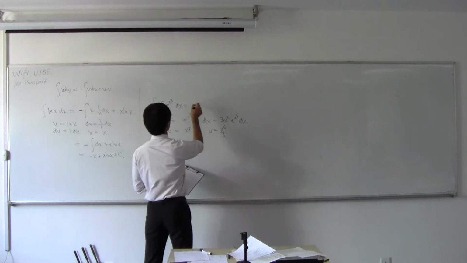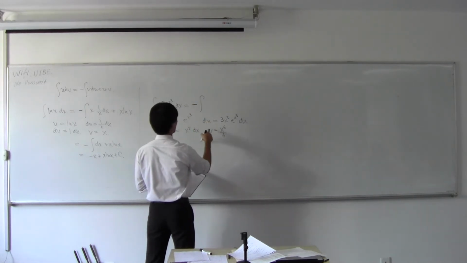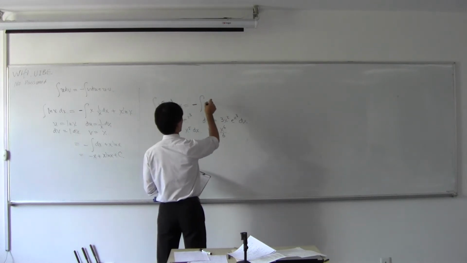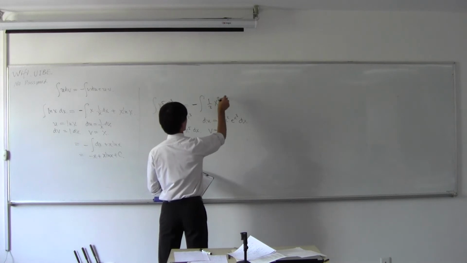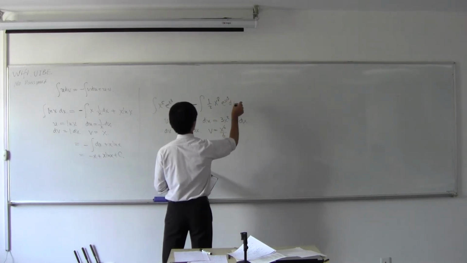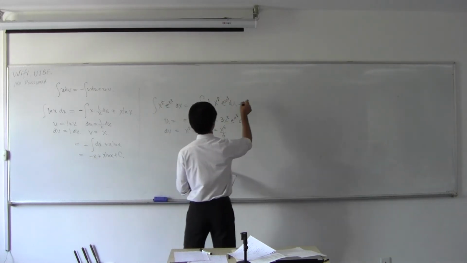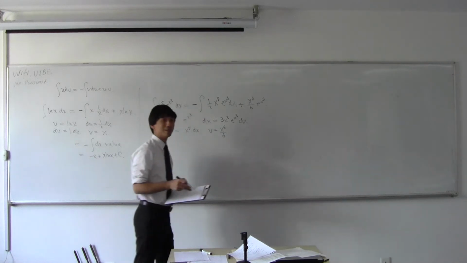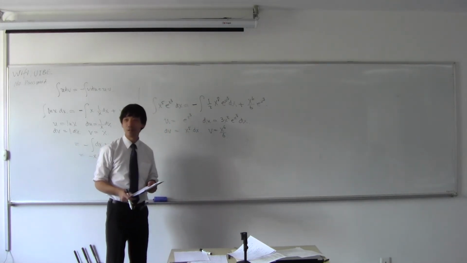Right? So this will turn into negative v du, which is going to be 1/2 x to the 8th e to the x cubed dx, and then plus u v, which is x to the 6 over 6 e to the x cubed. Okay.